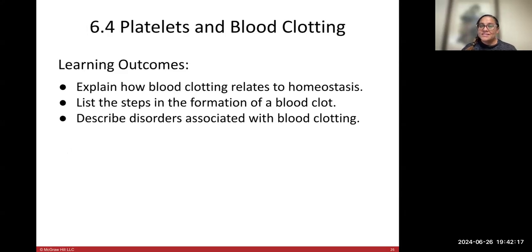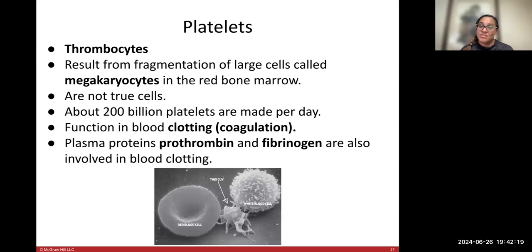Next are the platelets, whose fancy science name is the thrombocytes. These result from fragmentation of large cells called megakaryocytes in the red bone marrow. They're not actually true cells, but they are fragments in our blood, and they do a lot of stuff for us. About 2 billion platelets are made per day, and their function is blood clotting or coagulation.